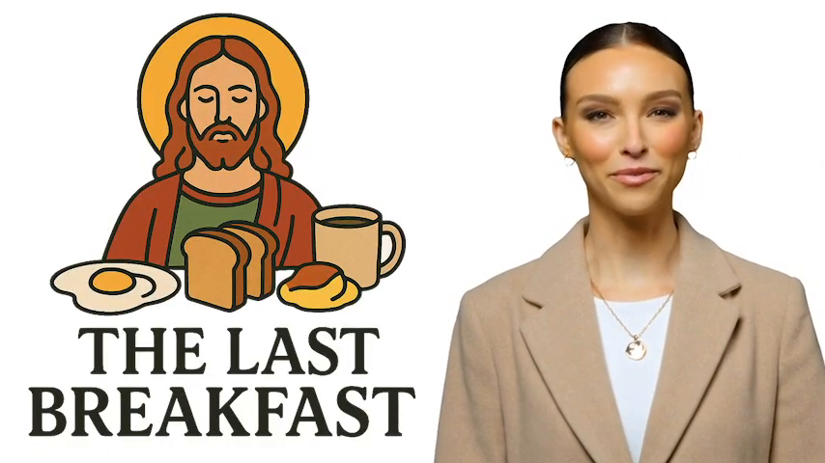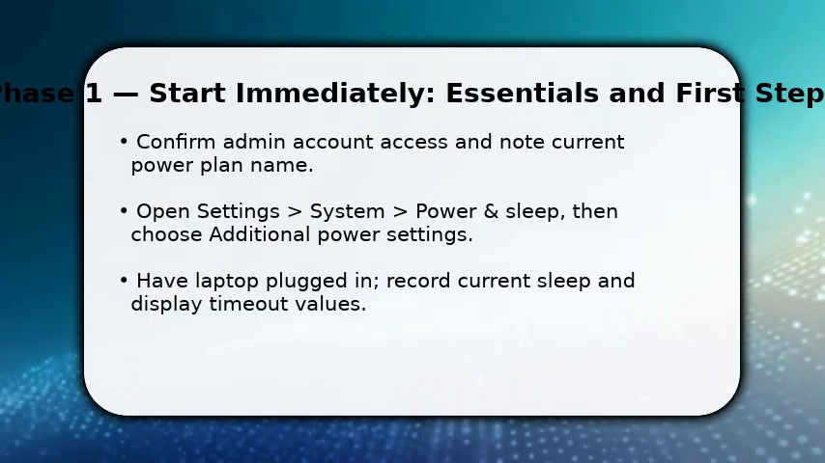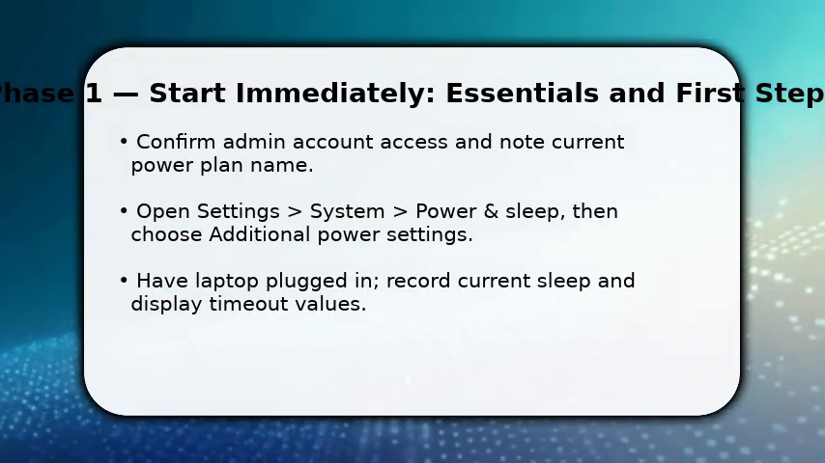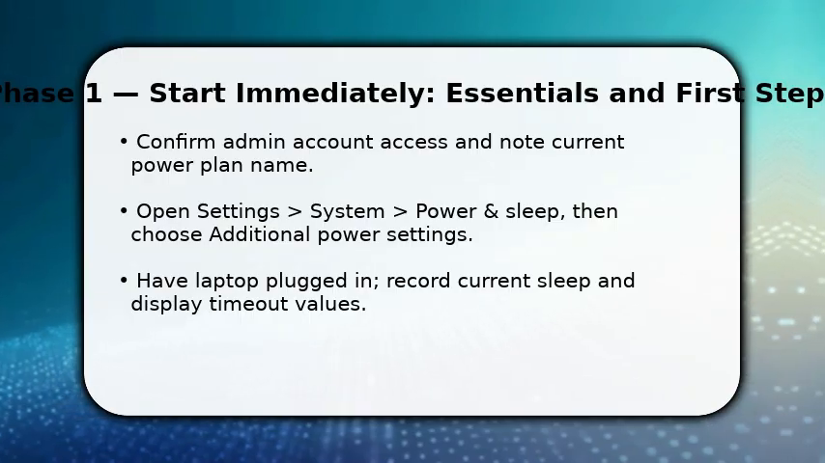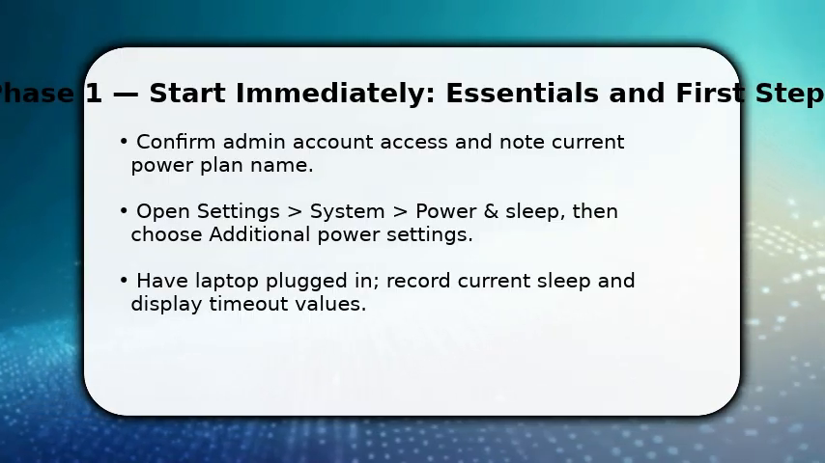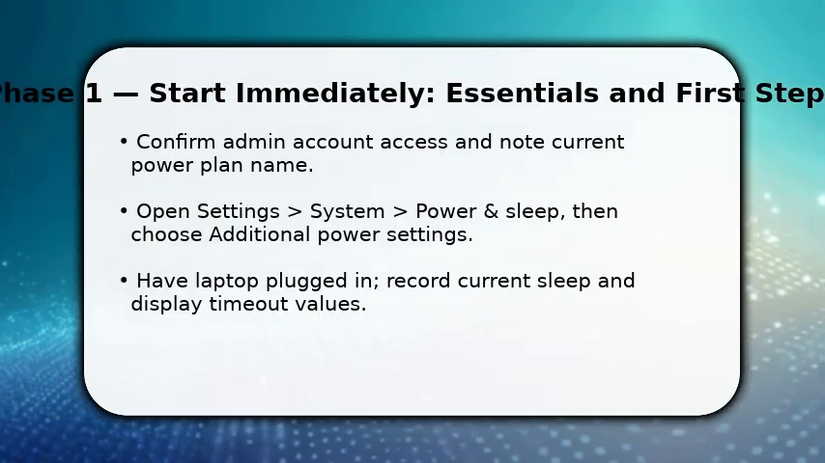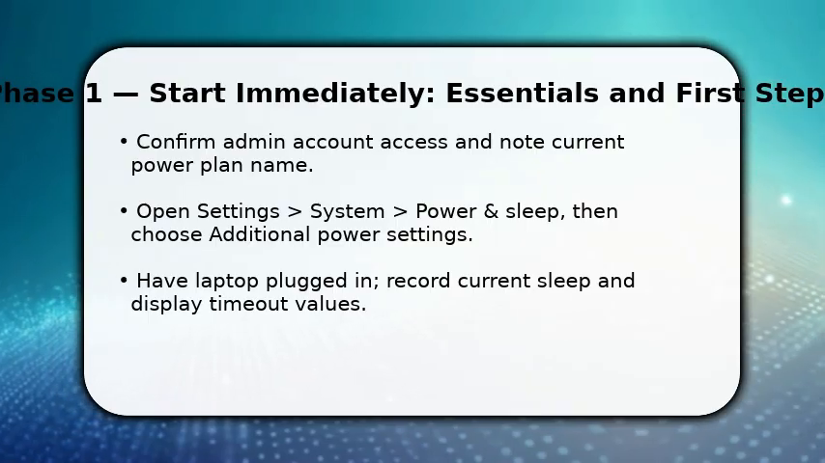Please enjoy the video. You begin by confirming you have administrator access and the current plan name. This matters because changes may require elevation. Once done, open Settings, go to System, then Power and Sleep. Next, click Additional Power Settings to land in the Control Panel power options.